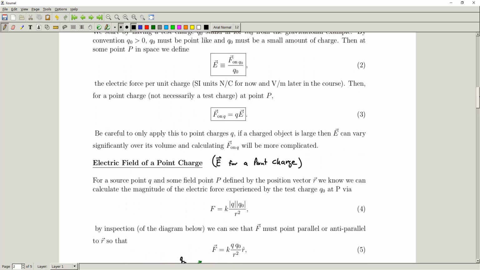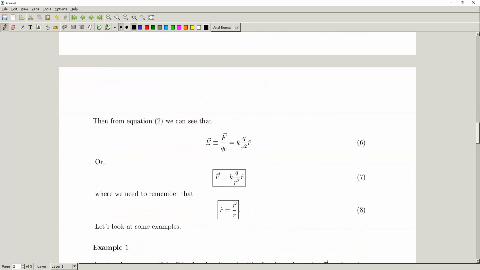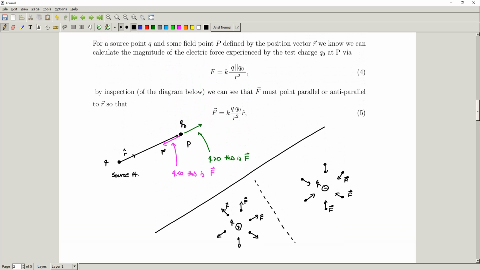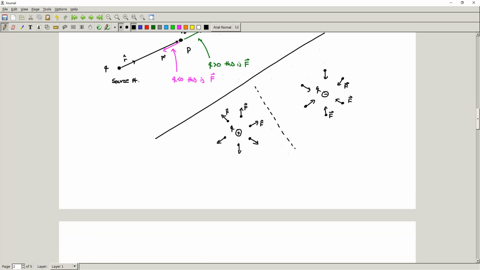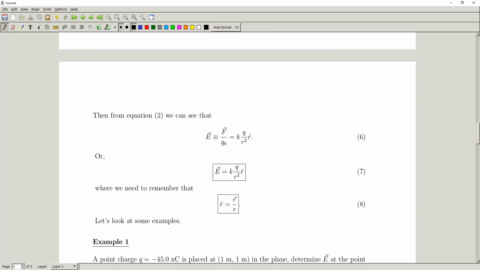If we can calculate the force at all these points, we can go back to our definition of the electric field, equation 2, and substitute in equation 5 for our vector F. We end up with this equation. The Q naught, our test charge, divides out, and we're left with this expression, which I've boxed. This is going to be a pretty useful equation, so we want to keep equation 7 in our minds all the time. This is our equation for the electric field of a point charge.